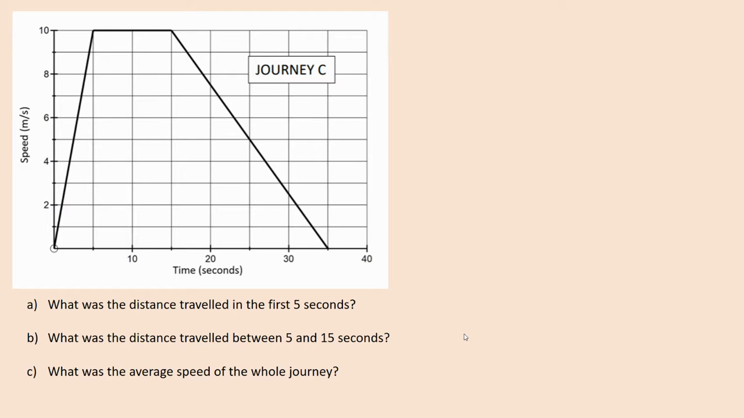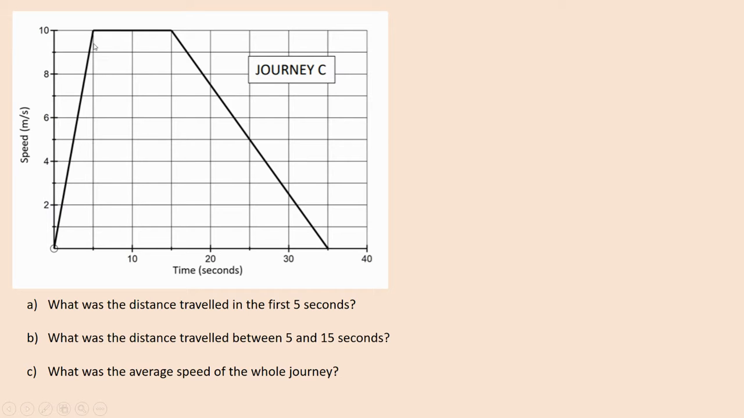So part A says, what was the distance travelled in the first 5 seconds? And I'm guessing there are a few of you that have probably written down 50 at this point. And I'm guessing that's come from the fact that it was 5 seconds and 10 meters per second, and so you thought it would be 50. However, that's not a distance time graph. This is a speed time graph.